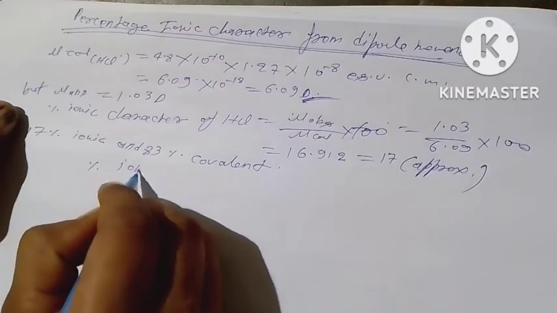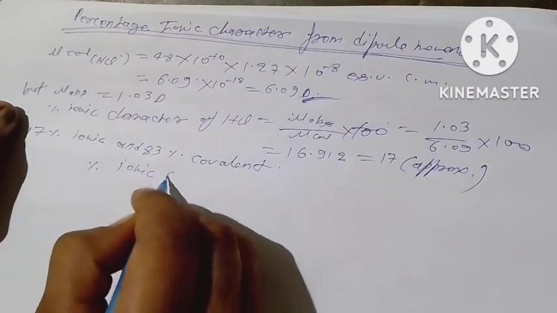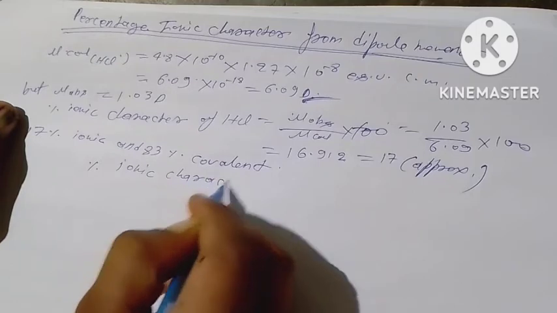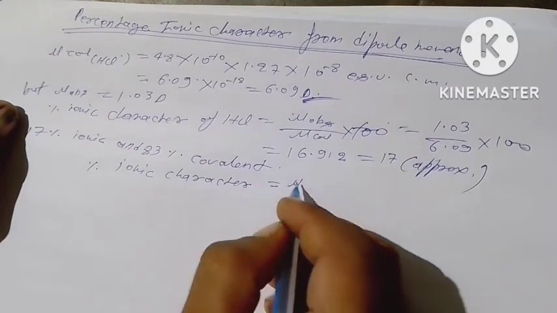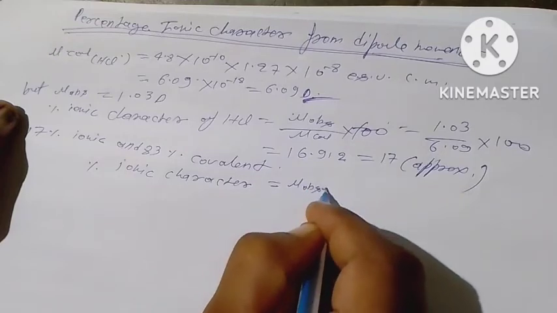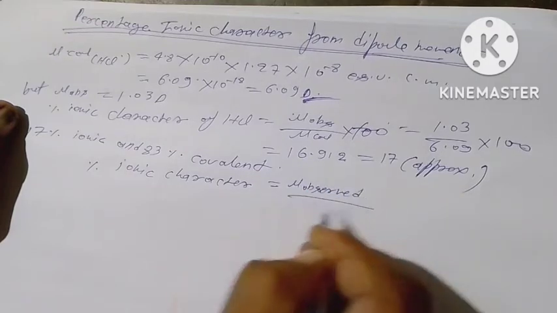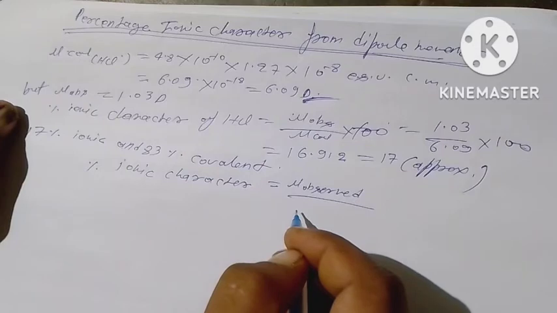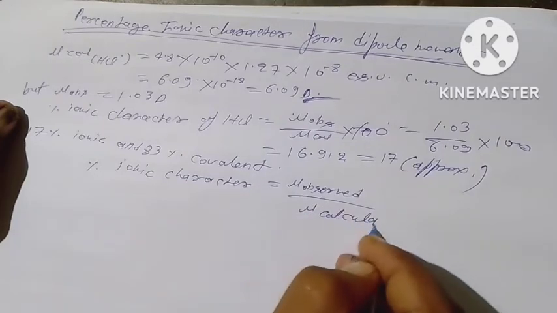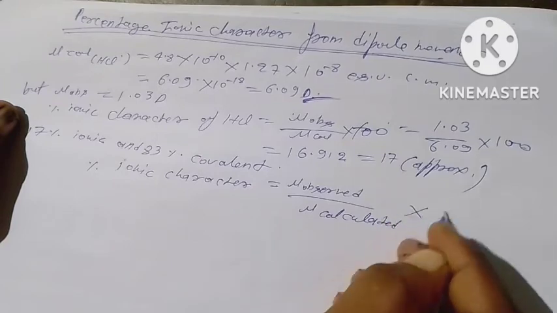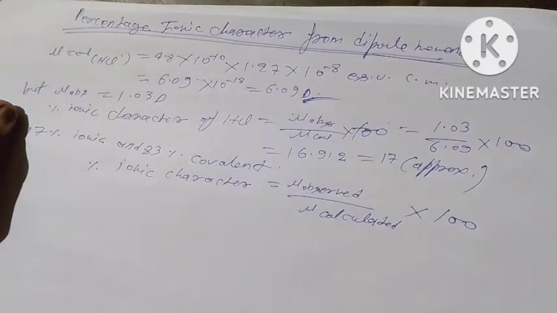Thus the percentage ionic character is given by the following expression: percentage ionic character is mu observed upon mu calculated, multiplied by 100.